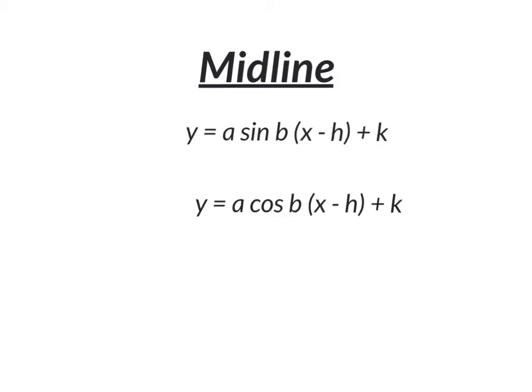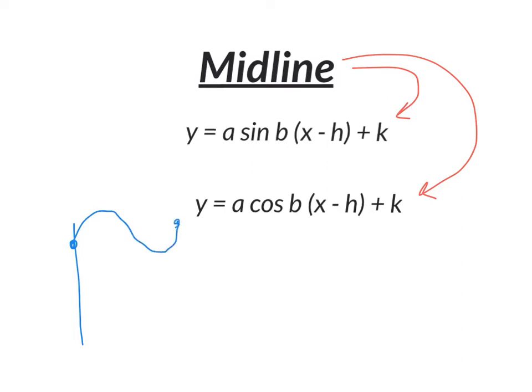In this formula, there's something that is really important. It's the last value. The last value represents something called the midline. The midline is that halfway line between the max and the min for the sine and cosine graph. So if I made a graph of sine, no matter where I started, the midline is where it separates the graph perfectly halfway.